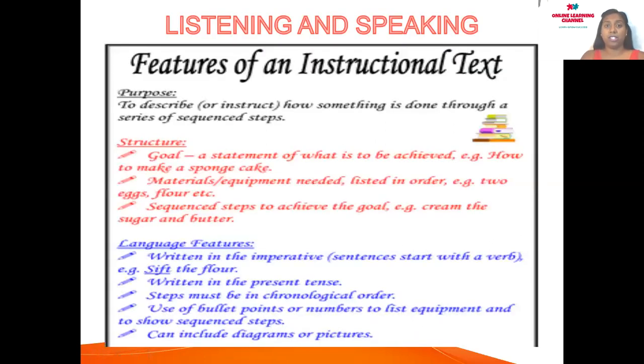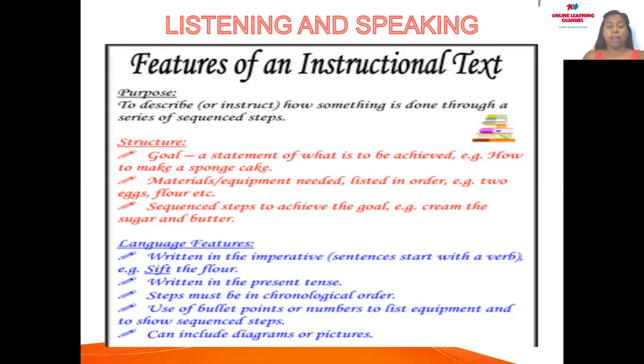The structure of an instructional text, right? You need to have the goal. The goal is what do we want to achieve? Here it is: a statement of what is to be achieved. Example, how to make a sponge cake, or how to make slime, or how to make cupcakes, whatever it could be. So the goal is what are we trying to make? Okay, then we have the materials or equipment that will be needed. We list them in order. Example, 2 eggs, flour, baking powder, whatever it may be, right? And then we have the sequence steps to achieve the goal. Example, cream the sugar and butter.